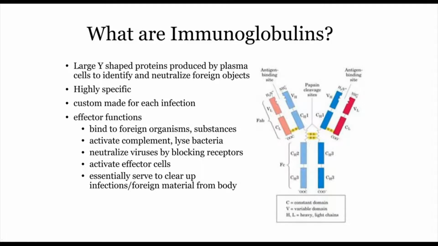Also referred to as antibodies, these proteins are highly specific and are custom made by plasma cells following exposure to infections. Once made by the plasma cell, these antibodies have the ability to bind foreign organisms and substances. They can lyse bacteria through the activation of the complement cascade, neutralize viruses by blocking cell receptors used by viruses to invade cells, and activate other immune effector cells such as macrophages. They essentially serve to clear up infections or other foreign material from the body.